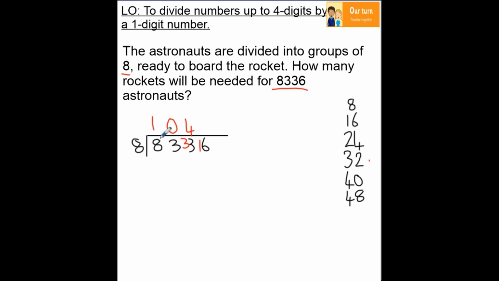Now I'm asking myself how many 8s go into 16, and the answer would be 2. The answer to this question, 1042. Again, well done if you got that right.